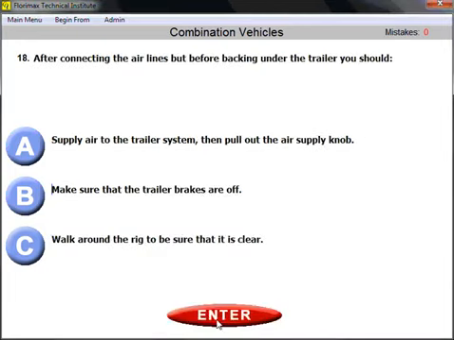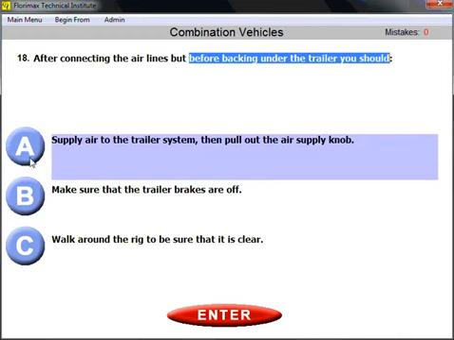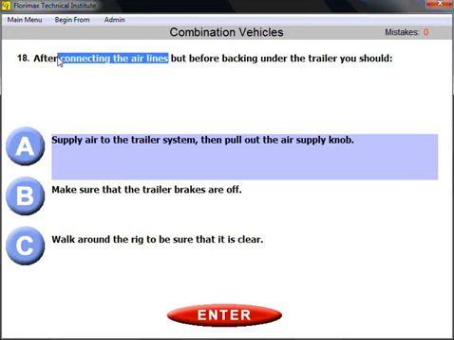Question number 18. After connecting the airlines, but before backing under the trailer, what should you do? You need to remember, you need to supply air to the trailer system. Especially it's important for the old trailers which do not have spring brakes. You connect the airlines. Why did you do it? What for? To supply air.